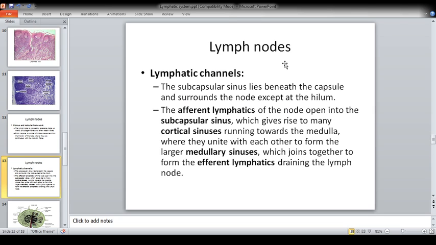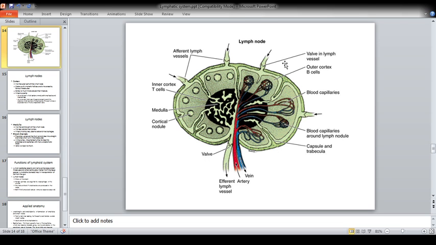Alright, let's talk about the lymphatic channels. The subcapsular sinus lies beneath the capsule and surrounds the node except at the hilum. So this is the subcapsular sinus, this large vessel that surrounds the whole lymph node except here at the hilum. This larger vessel is known as the subcapsular sinus.